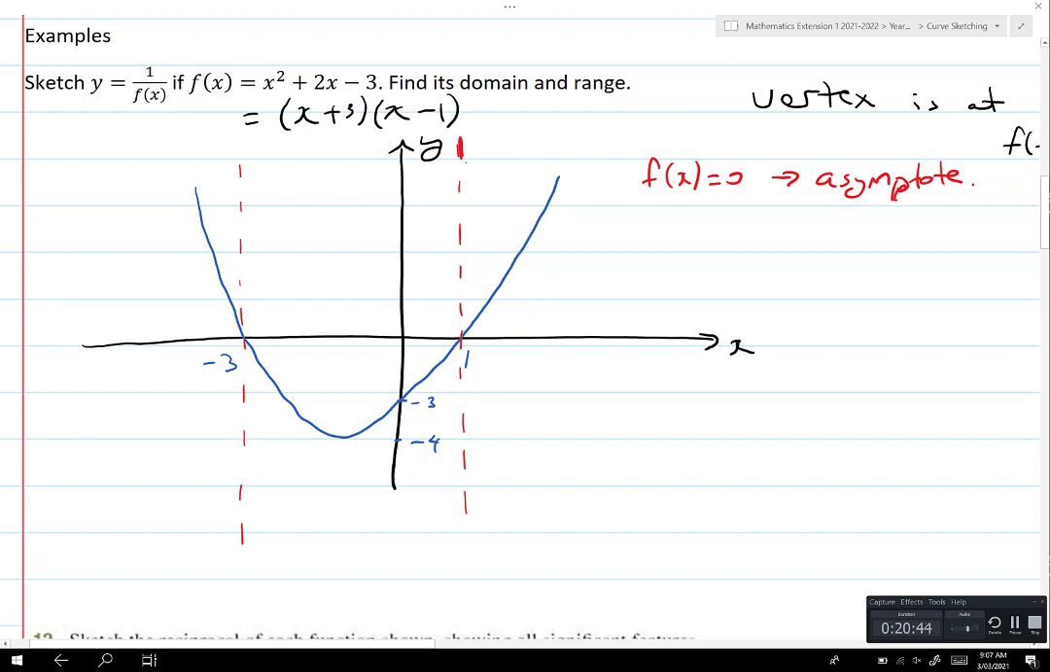Can you explain how you did it? How did you get to those red lines? They're my asymptotes where f(x) is 0. How do you get to that? Because I can't do 1 over 0.